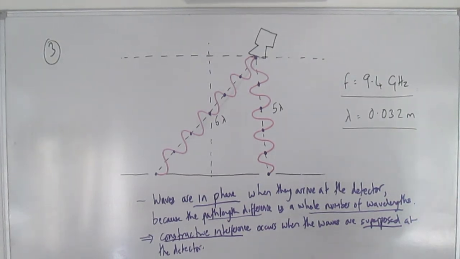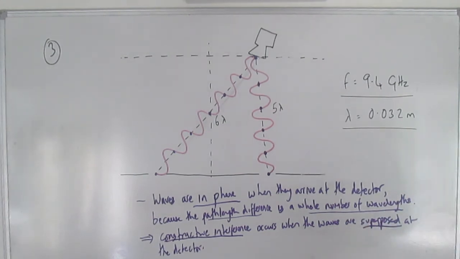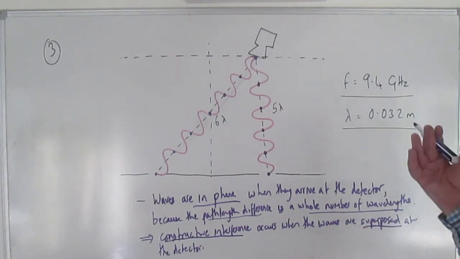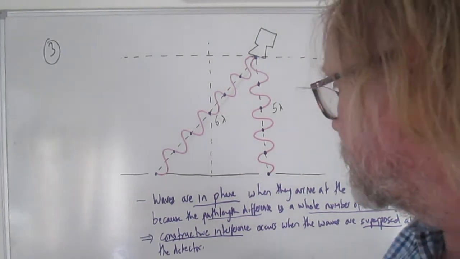And finally, we still haven't answered the question. We've talked about everything that happens, but we haven't explained the upshot of that. But if you get constructive interference, then you'll get a maximum in this case in the intensity of the microwaves detected. So you'll get a maximum.